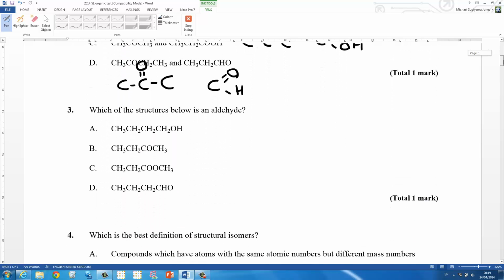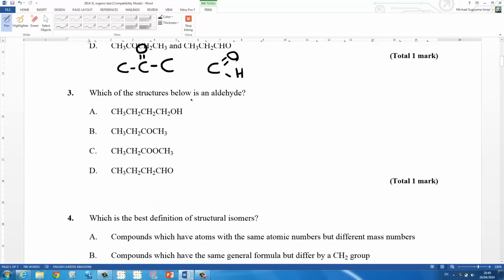Right. So a similar question, which of the structures is an aldehyde? So an aldehyde is represented by a CHO when you draw the condensed structural formula. So this is an alcohol. This would be a ketone with a carbon to oxygen double bond. This would be an ester, okay, where you'd have this, CH3, and the rest of the molecule. So for an aldehyde, we need a CHO, so the correct answer there is D.